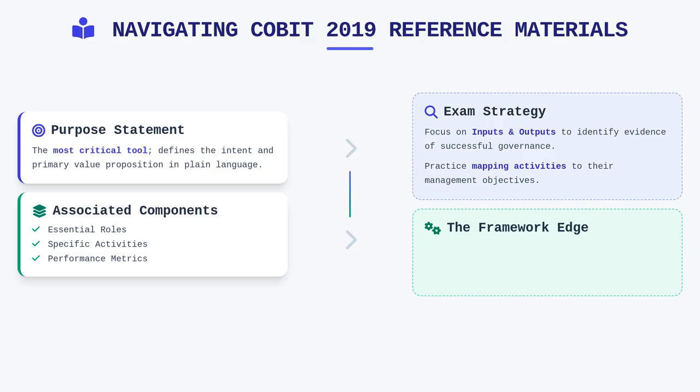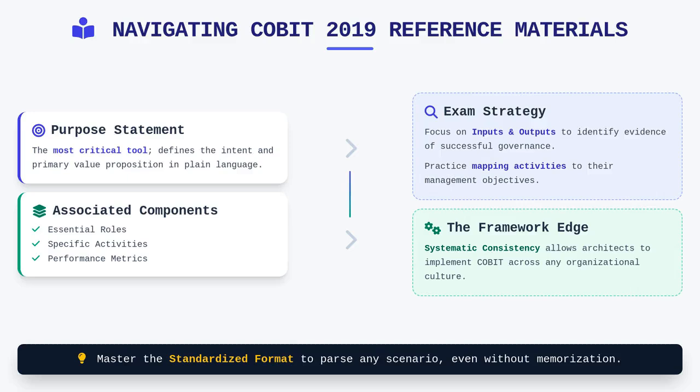This systematic consistency is the hallmark of a mature framework and is exactly what allows enterprise architects to implement COBIT across diverse organizational cultures.